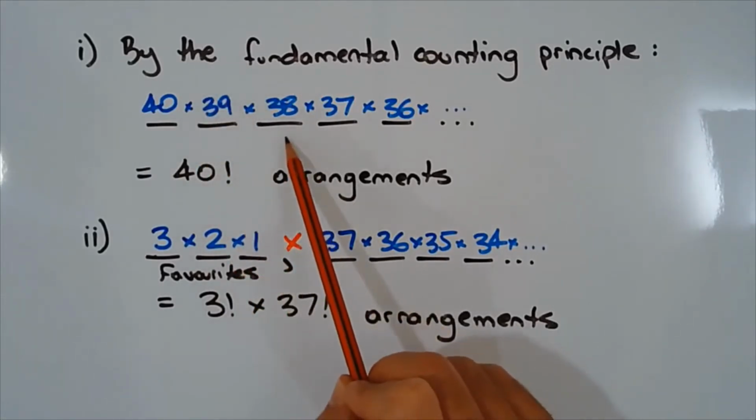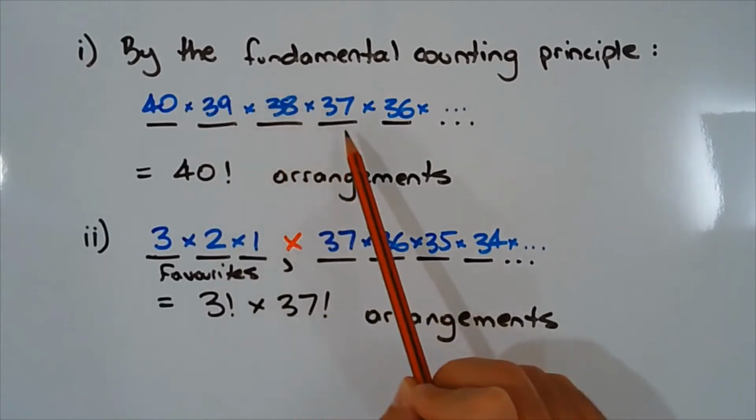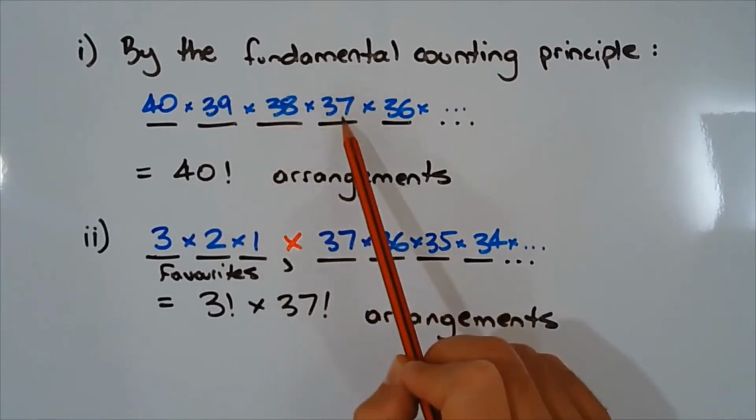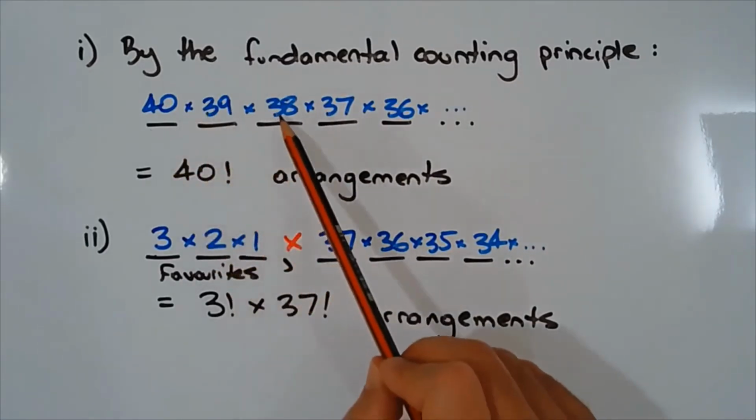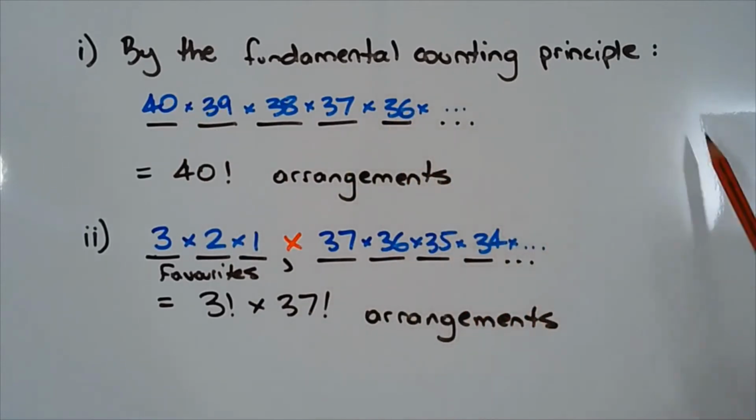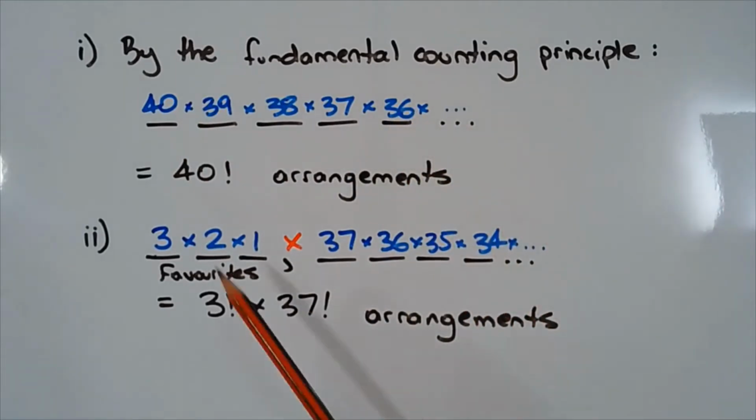For the third choice, she has 38 songs left to pick from. For the fourth choice, she has 37 songs to pick from, and so on. So by the fundamental counting principle, the total number of arrangements is 40 times 39 times 38 times 37 times 36, all the way to times by 1, and that gives us 40 factorial arrangements.